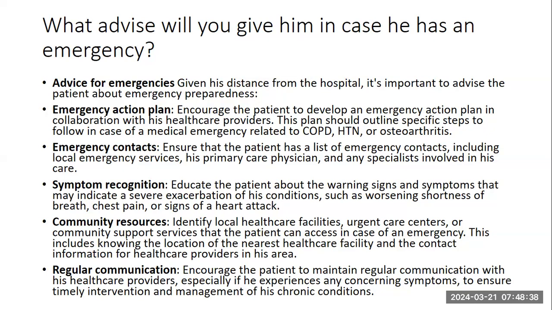Also, community resources. Identify local healthcare facilities, like urgent care centers, a primary healthcare center or general hospital, or any other place with some level of care where we identify their professionalism, that the patient could quickly link to in the setting of emergency before they finally get him to the tertiary or specialist hospital, or community support services that the patient can access in case of emergency. This includes knowing the location of the nearest health facility and the contact information for healthcare providers in that area.